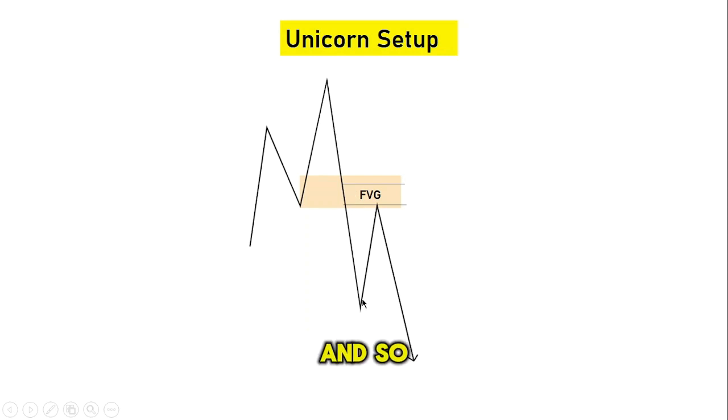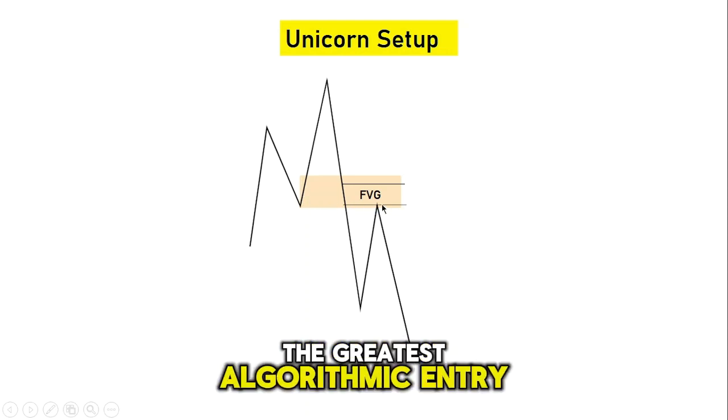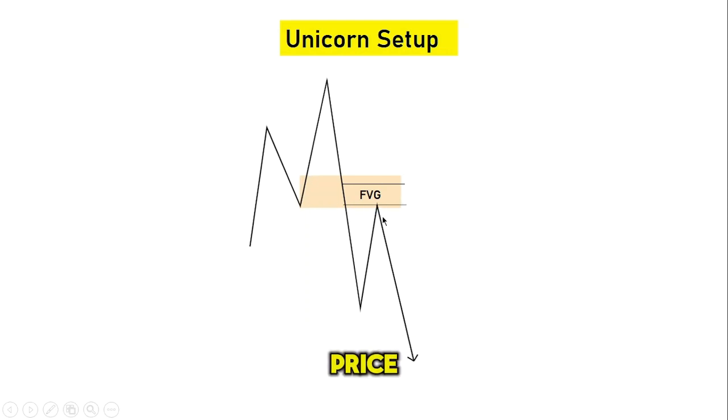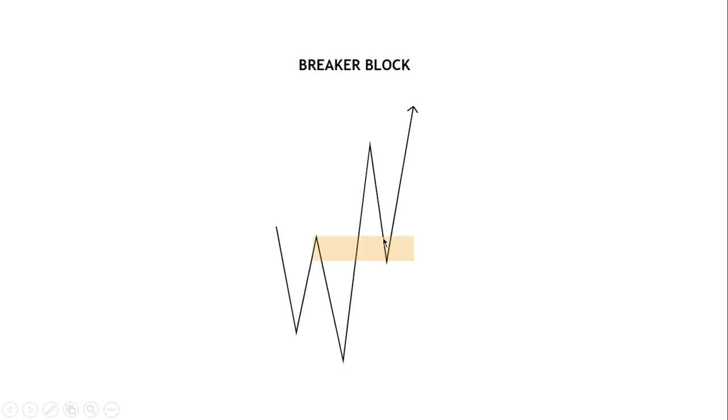And when you pair this together, ICT said it is the unicorn model or setup, and it is one of the greatest algorithmic entry patterns you can have in price. So definitely you want to be a seller here, because it's a high probability sell area.